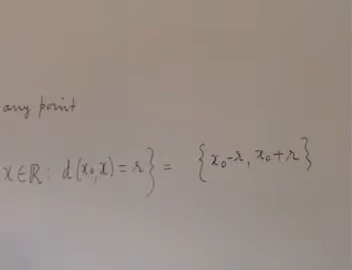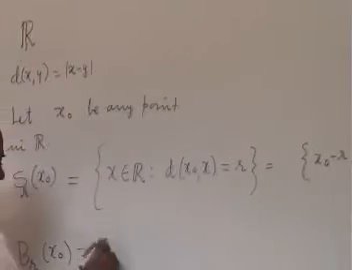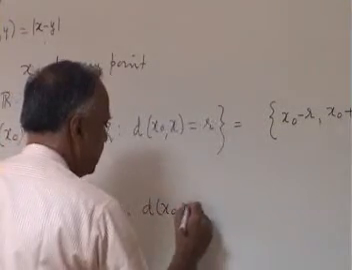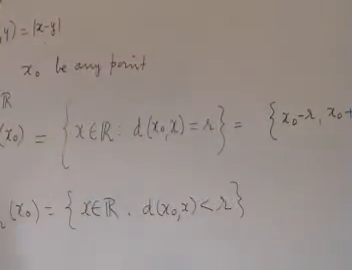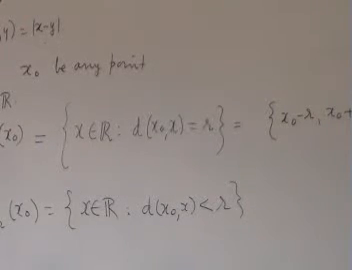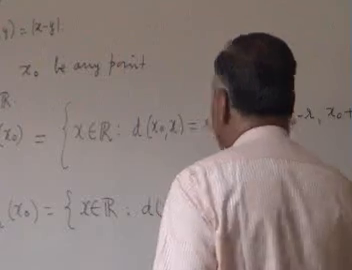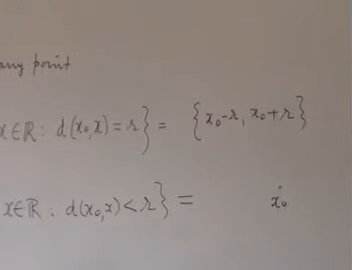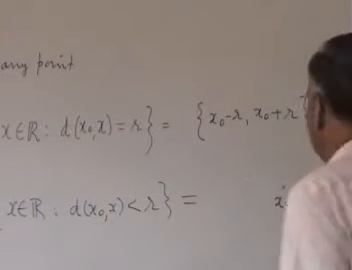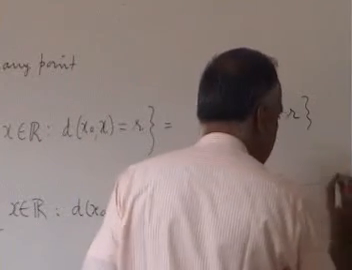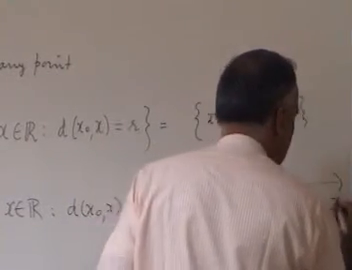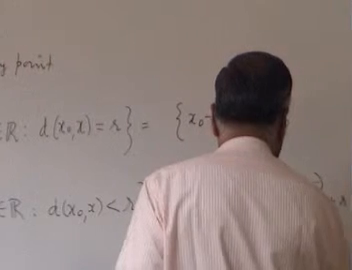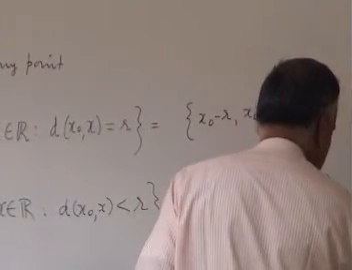Then I will denote by B_r(x naught) the set of all points such that d(x naught, x) is less than r. Now what is this in one dimension? I have this point x naught, and all those points which are at a distance less than r from it. So in one dimension R, it will be all those points in this interval, x naught minus r to x naught plus r. This is just the set of all points x in R such that x naught minus r is less than x less than x naught plus r.